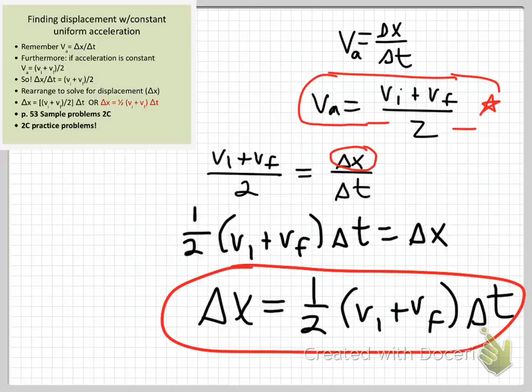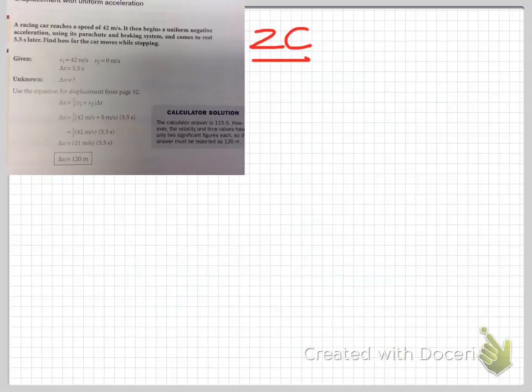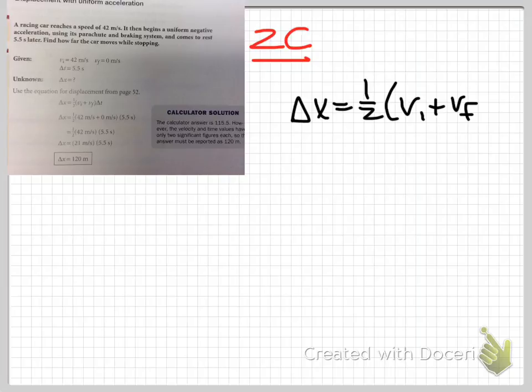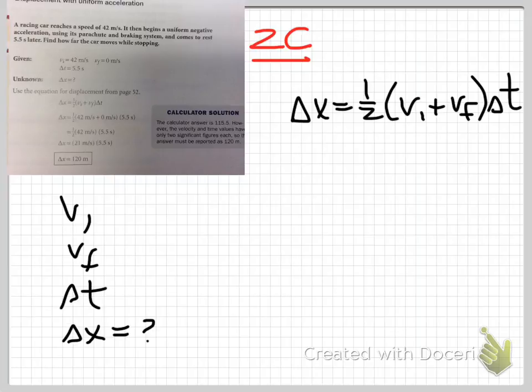Okay, so that gets us to the 2C problems. We'll do the sample problem together, and then I'll assign the 2C practice problems. Okay, so we say that a race car reaches a speed of 42 meters per second, then begins a uniform negative acceleration using the parachutes and braking system and comes to rest 5.5 seconds later. How far does the car move while stopping? So we're going to write down our equation, and in this case we're going to use delta x equals 1/2 (VI plus VF) delta t. I'm going to list my variables, VI, VF, delta t, and I'm listing delta x, but I'm putting a question mark by it as a reminder that that's the thing I'm looking for.